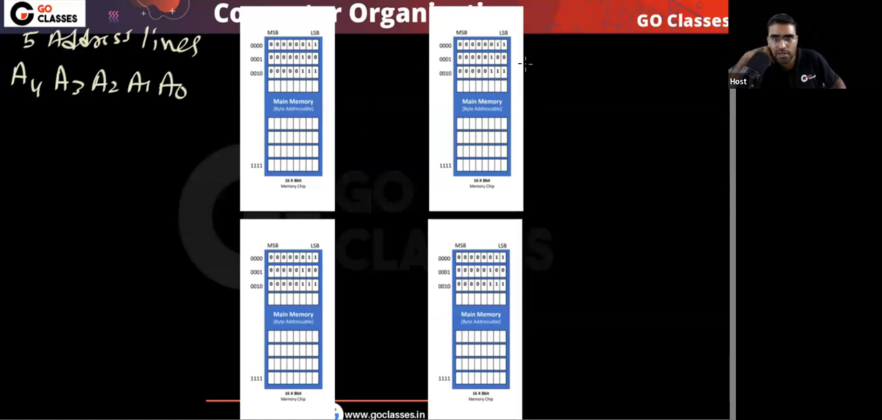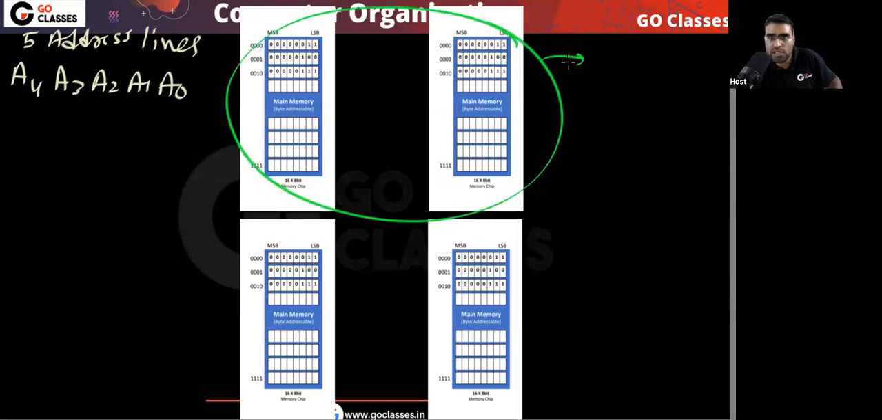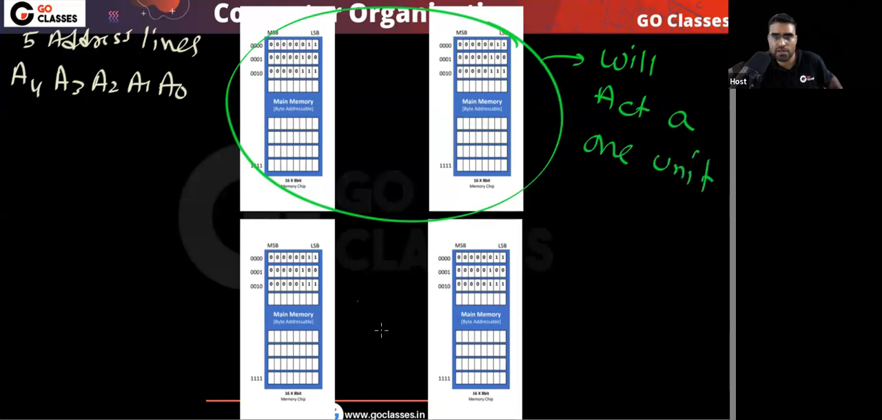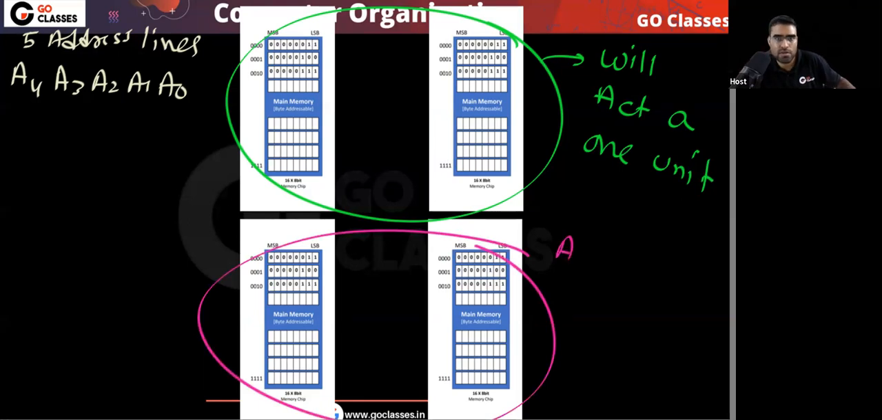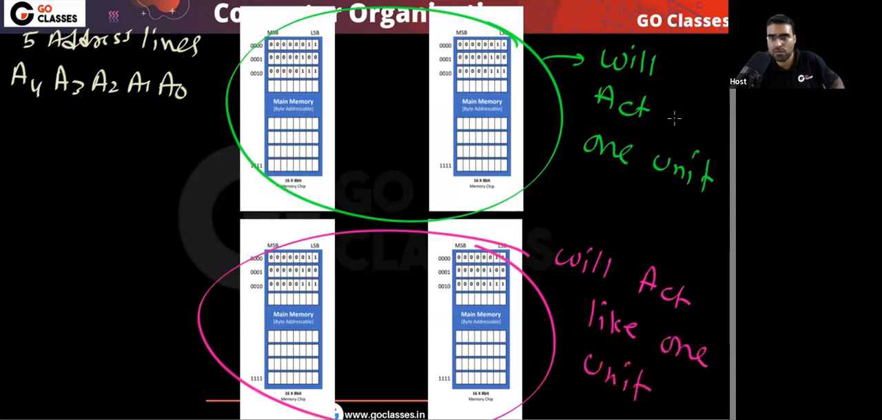Remember, this will act like a 1 unit. I told you. This we have already seen. Similarly, this will act like a 1 unit. Is this understood? Because this is the horizontal arrangement, so this will act like 1 unit. Yes or no? Is this clear?